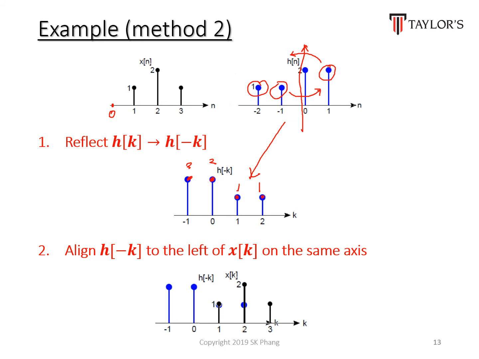And now the second step is to move this particular h minus k and superimpose it together with xk on the same graph. So in this step, it is very important that you make sure the zeros remain the same. So look at this. The blue color lines here are the h minus k, and the black color lines are the xk. So you are putting both of them on the same axis in this case.